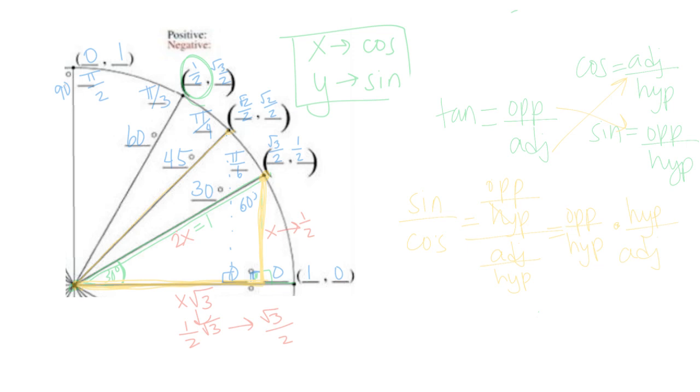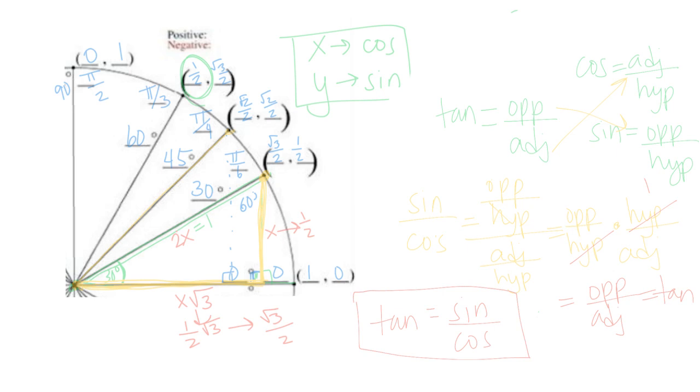And now I see the hypotenuse over that hypotenuse is just 1. So I end up with the opposite over the adjacent, and opposite over adjacent is equal to tangent. So I just proved that tangent is equivalent to sine over cosine. Tangent is sine over cosine.